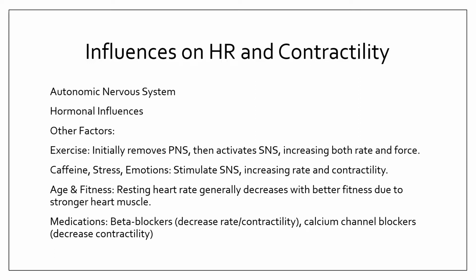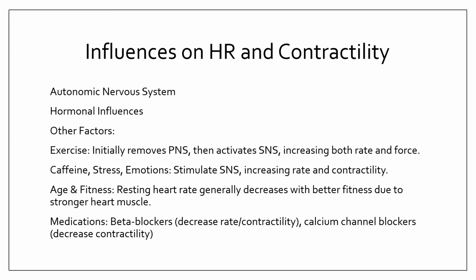We also have the parasympathetic nervous system, which is going to primarily slow the heart rate and act via the vagus nerve on the SA and AV nodes. It really has minimal effect on ventricular contractility. We can have hormonal influences like catecholamines, which are epinephrine and norepinephrine. These can mimic sympathetic stimulation and increase heart rate and contractility. We have thyroid hormones, which can increase metabolic demand and lead to increased heart rate and enhanced cardiac responsiveness.